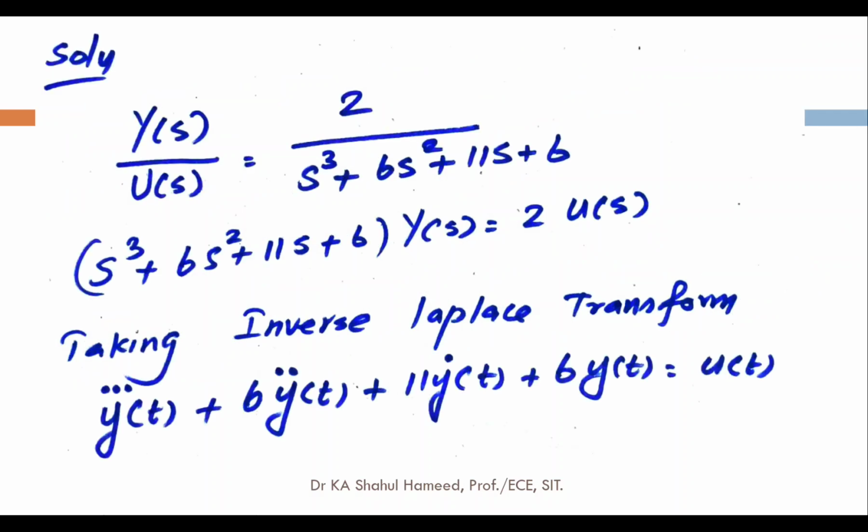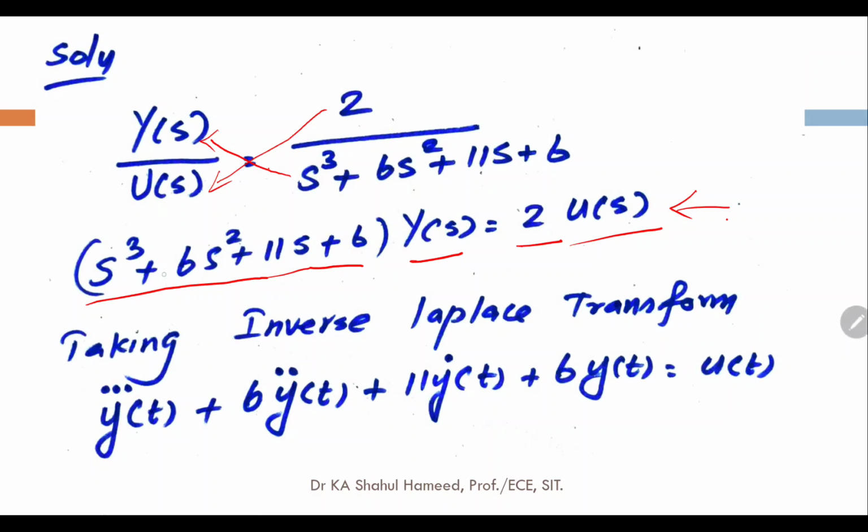So the first step is we have to cross multiply, that is the denominator with Y(s) and the numerator with U(s). So I will get (s cube plus 6s square plus 11s plus 6) into Y(s) is equal to 2 into U(s). Now we have to take the inverse Laplace transform to find the differential equation.